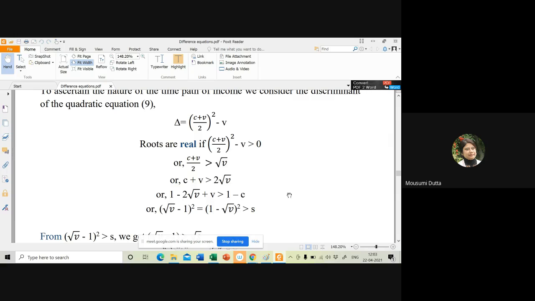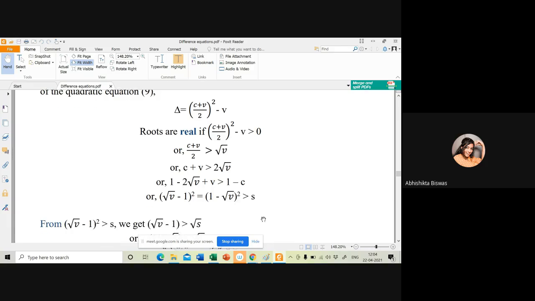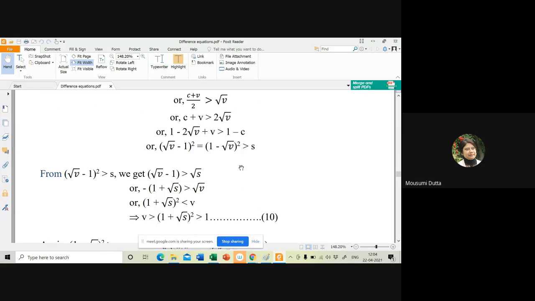Yes, ma'am. Do so. The left hand side can be written as root V minus 1 whole square, or it can be written as 1 minus root V whole square. Both the things. The right hand side is S, since 1 minus MPC is MPS. So please check whether this is fine to all of you. The left hand side can be either presented by root V minus 1 whole square, or by 1 minus root V whole square. I hope it's fine to all of you. Yes, ma'am. Okay. Next.